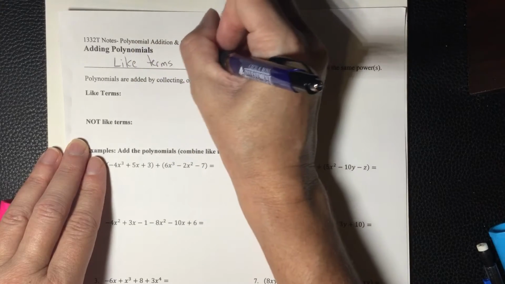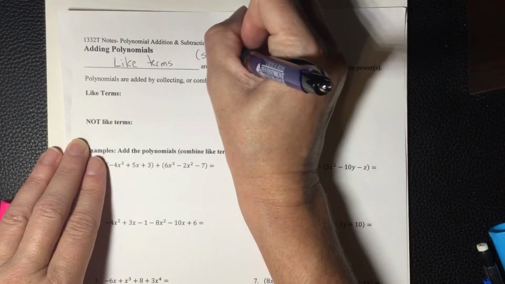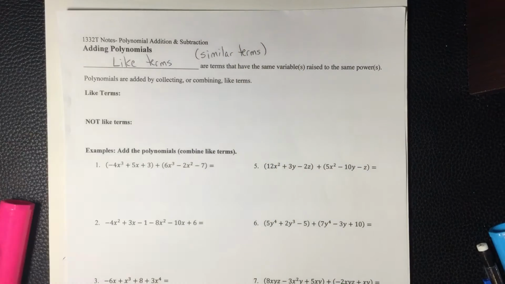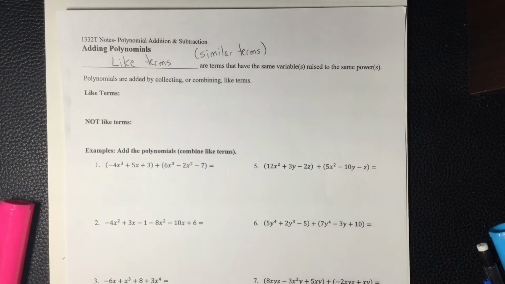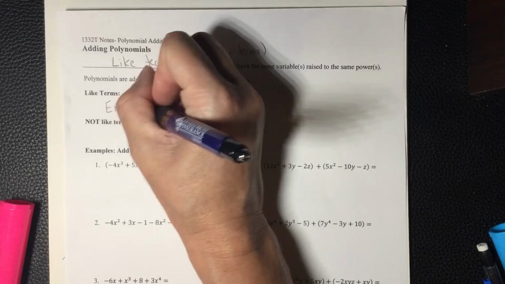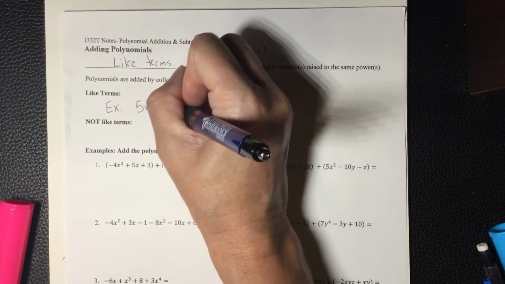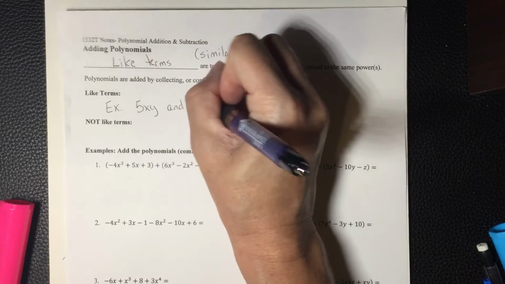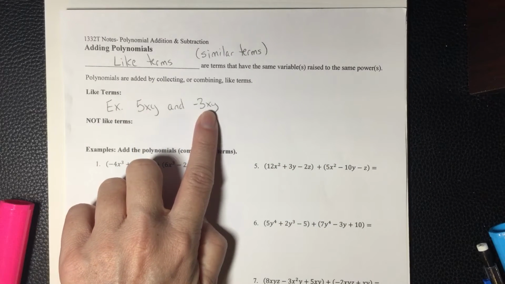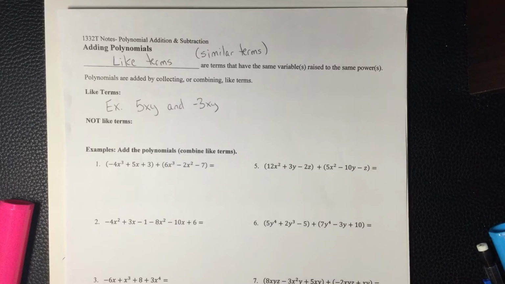You may also be familiar with the phrase similar terms, and these are the same thing. So like terms are terms that have the same variables raised to the same power. So polynomials are added by combining these like terms. So an example of like terms would be something like 5xy and negative 3xy. Okay, so they have the same variable portion on the end with the same exponents.